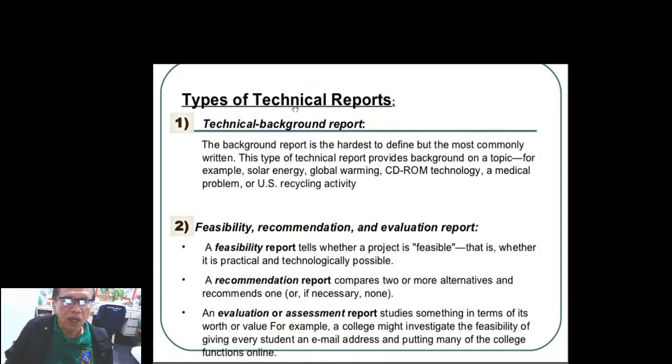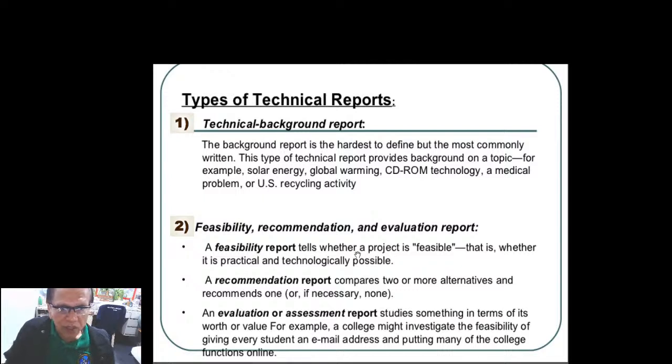And types of technical reports include technical background report. The background report is the hardest to define but the most commonly written. This type of technical report provides background on a topic. For example, solar energy, global warming, siderum technology, a medical problem, or a U.S. recycling activity. Then, of course, feasibility, recommendation, and evaluation report.